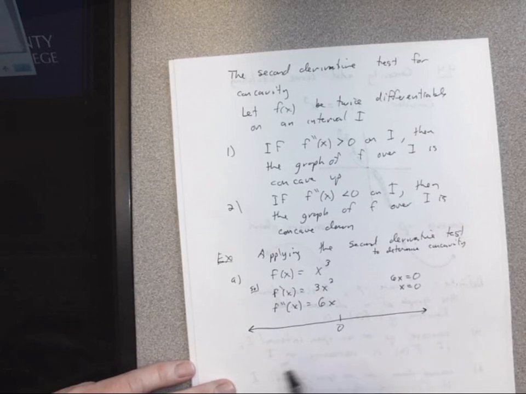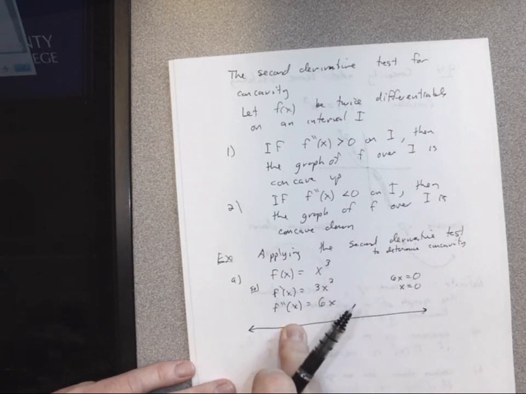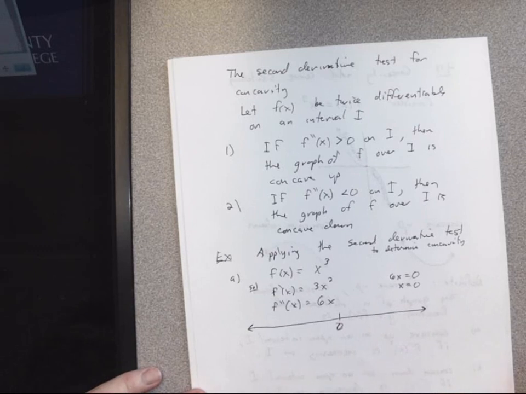So we have a cutoff right here. I know that this thing is equal to 0 here, so it's the only spot where it's going to change signs. It's either going to be positive over here or negative over here, and the second derivative is either going to be positive over here or negative over here. So what we're going to do is a test point like we did before.